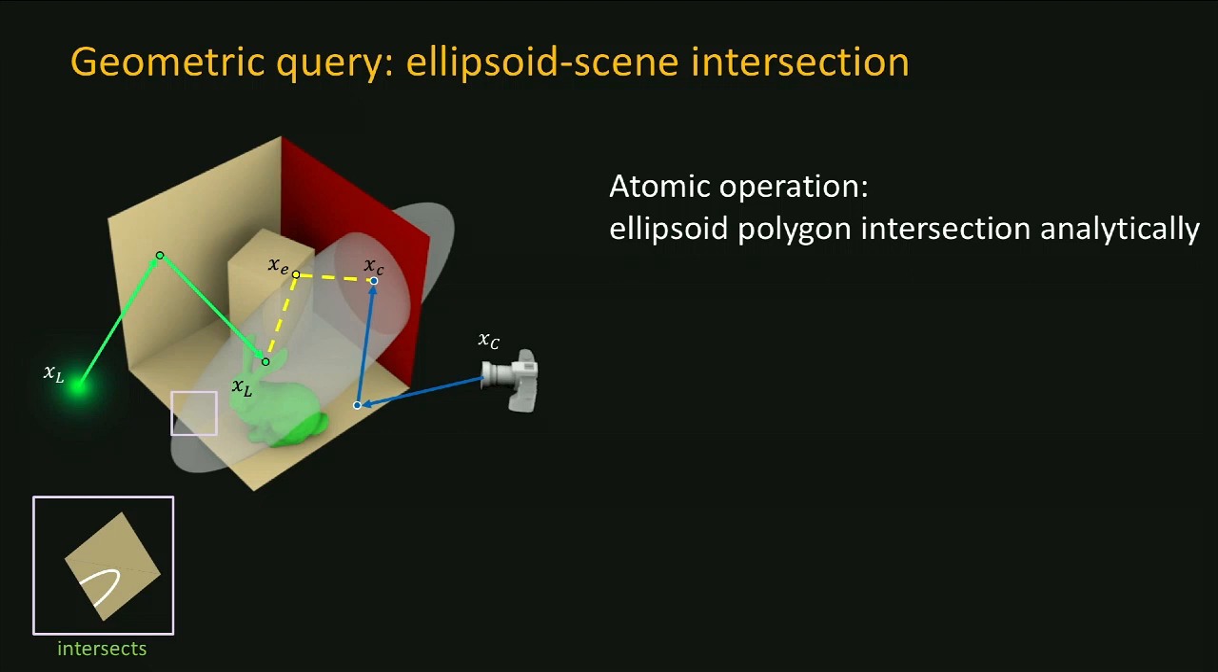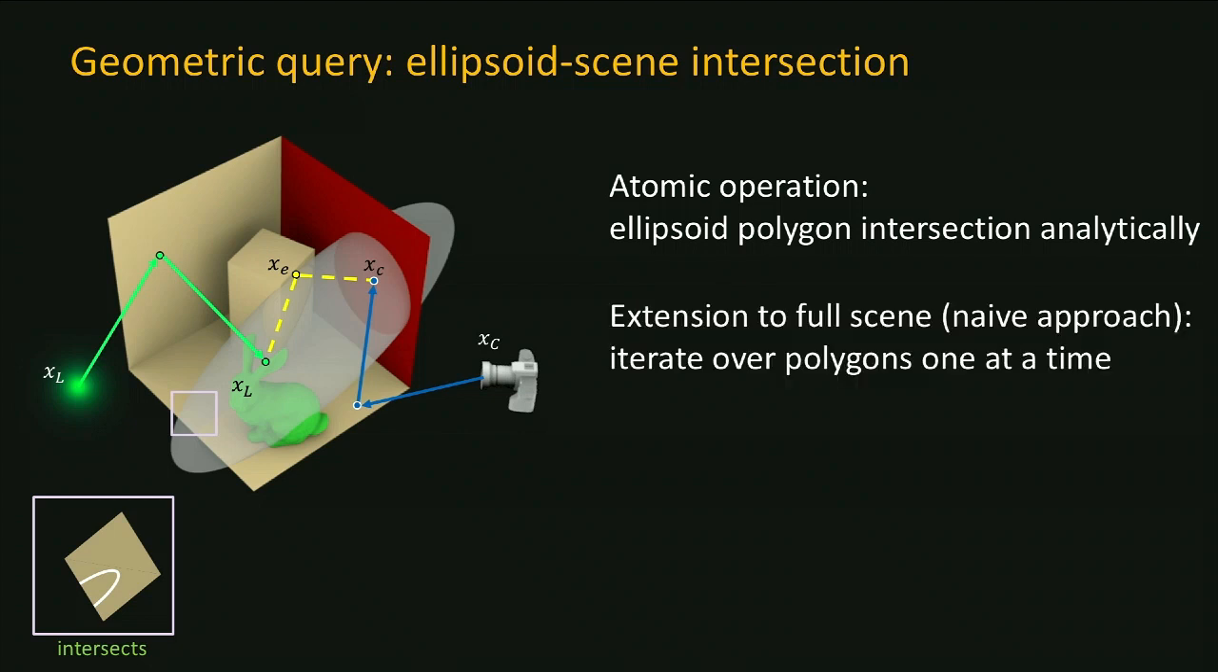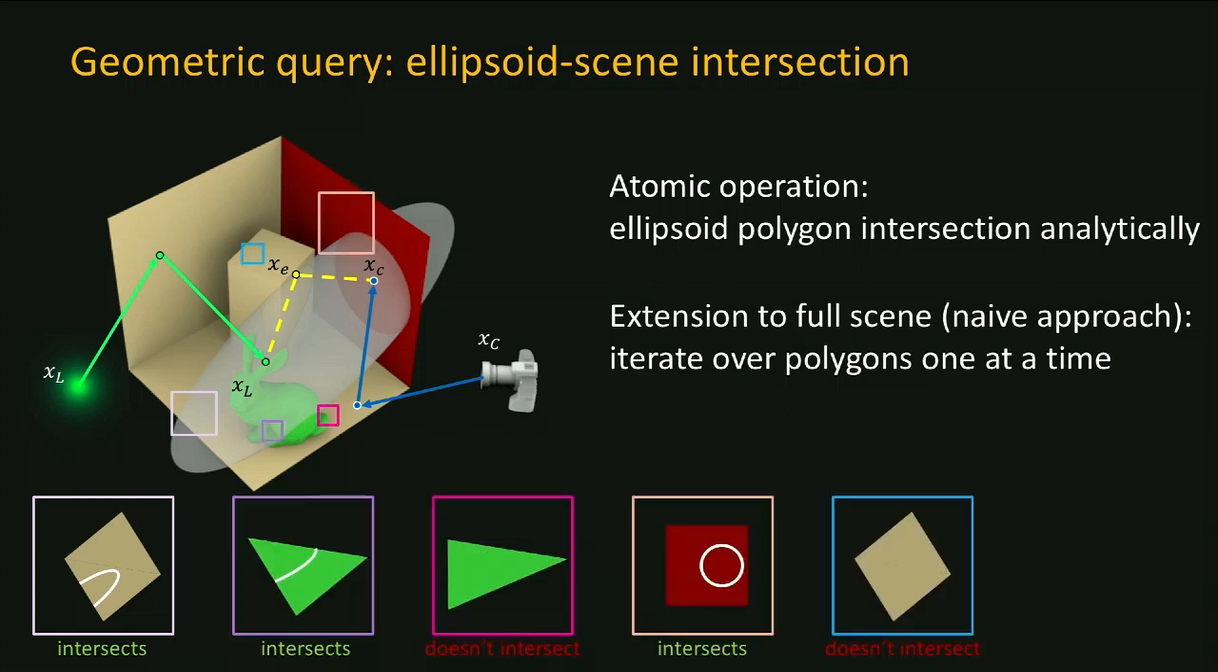For scenes with polygonal meshes, we have developed an atomic operation that intersects the ellipsoid with a single individual polygon analytically. Given this, a naive approach to scale to an entire full scene is to iterate over one polygon at a time for the entire scene. Unfortunately, for realistic meshes containing tens of thousands of polygons, this approach is completely impractical. Therefore, it is necessary to come up with acceleration techniques for performing this new type of geometric query faster.